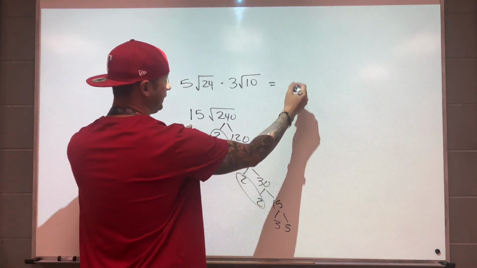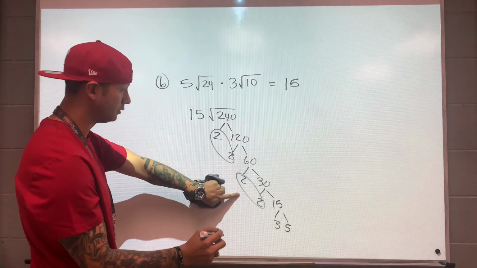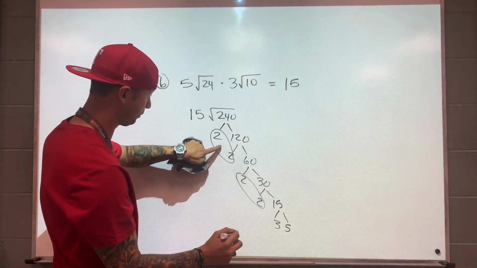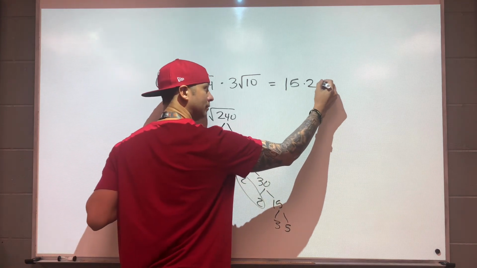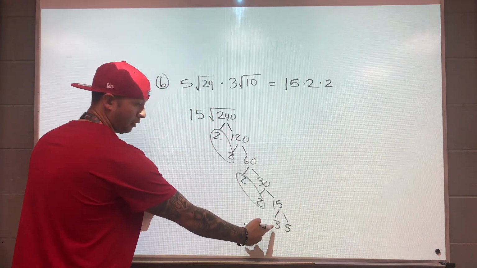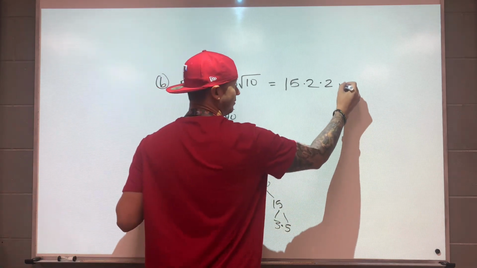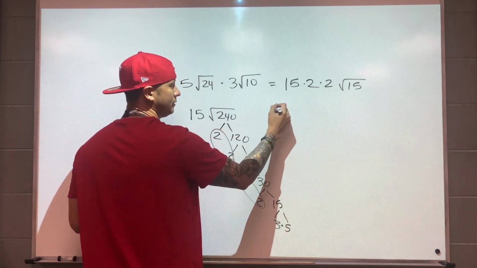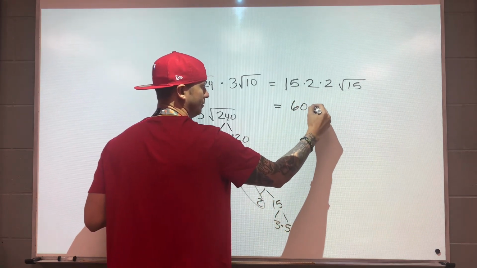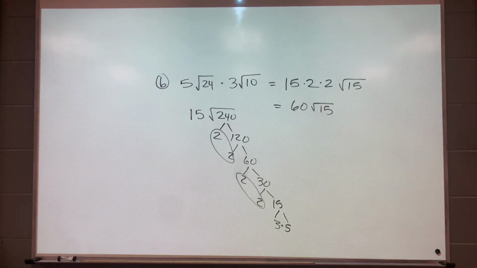So we're gonna get 15 times 2, right? Because they can leave, this pair will come out as a 2. This pair will come out as a 2. And this is left inside. 3 and a 5, which is 15. So 15 times 2 is 30, times 2, 60. Not bad.